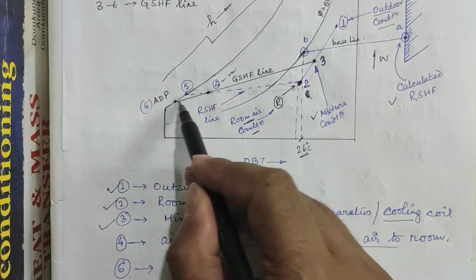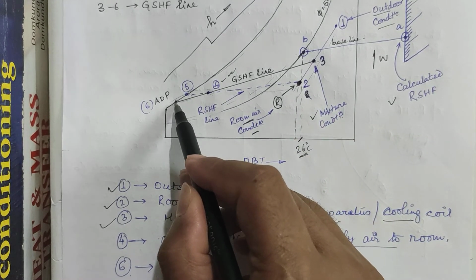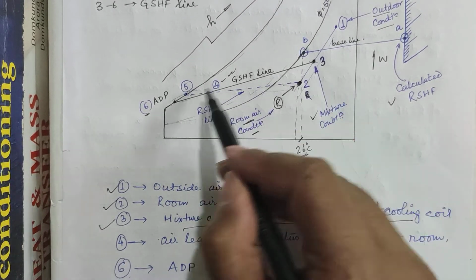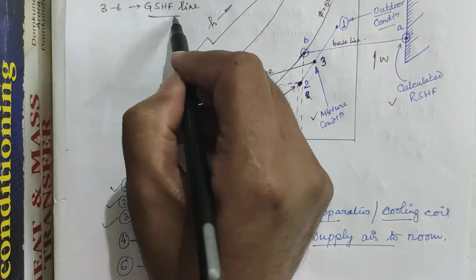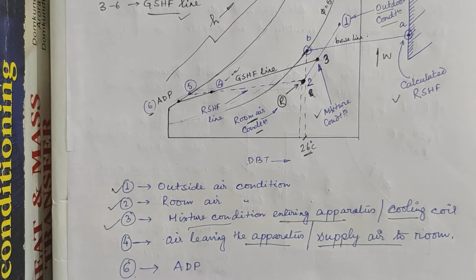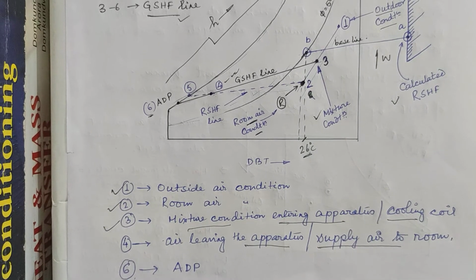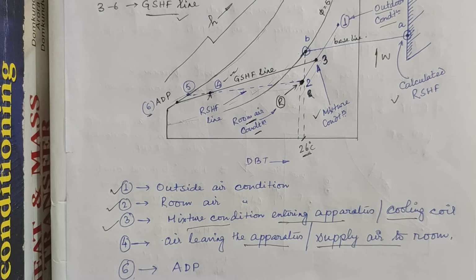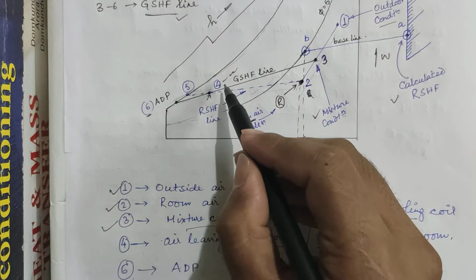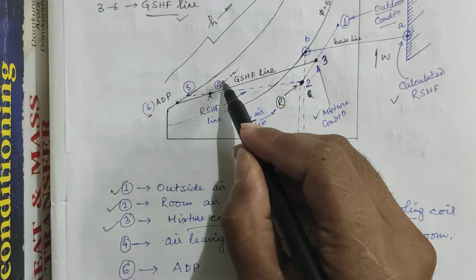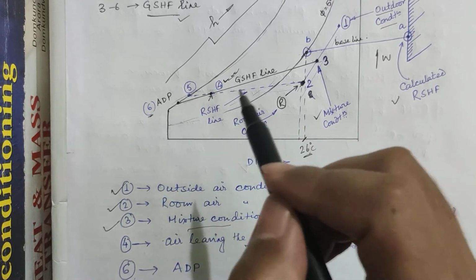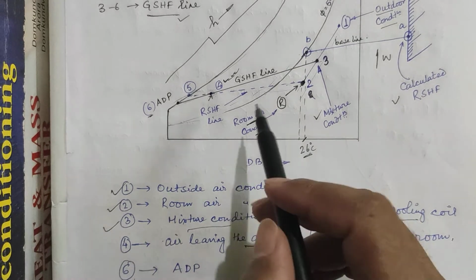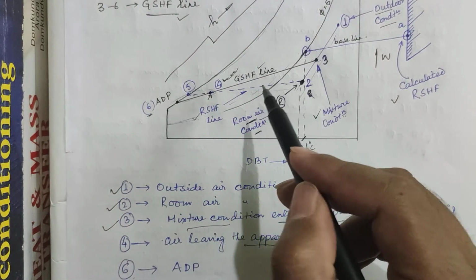Now if we extend this point 4 up to the 100% saturation line, that is point 6, so instead of 3 4 we can also say that 3 to 6 is the GSHF line, that is grand sensible heat factor line. So actually here the utility of this point 4 is that point 4 is the intersection of the GSHF line and RSHF line, or it will also denote the ideal condition for the air that is to be supplied into the room. So by this way we can draw RSHF and GSHF line on the psychrometric chart.